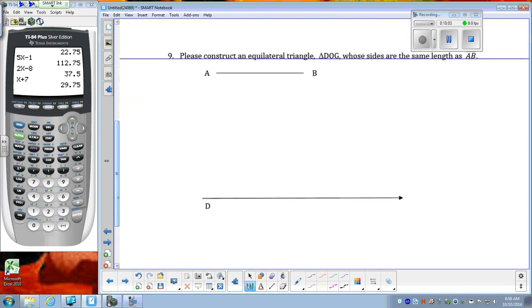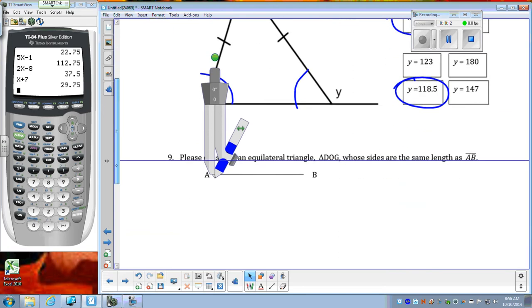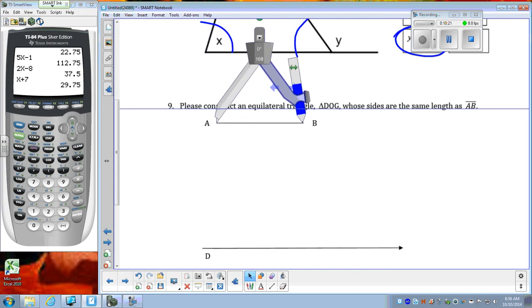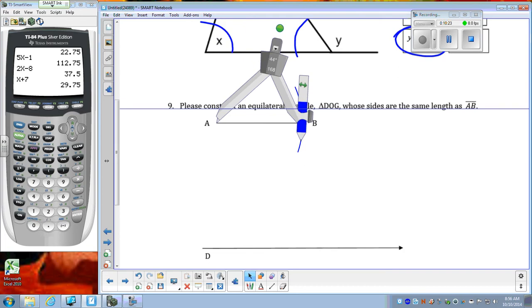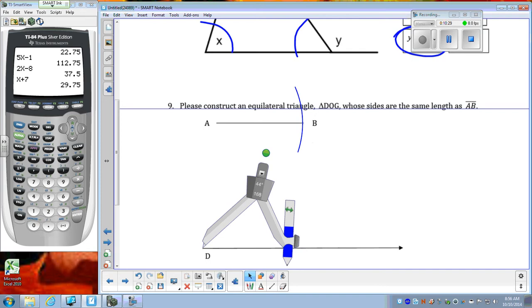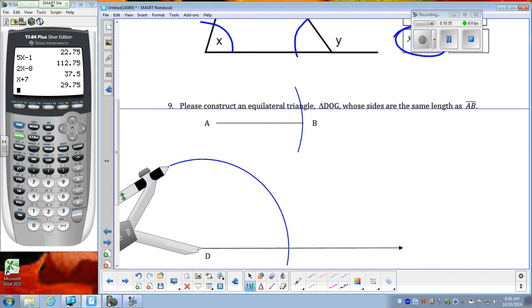Number 9, I need to construct an equilateral triangle. So what I want to do first is I get my compass. I put my compass point on A, pencil point on B, and draw an arc. I'm going to move this down to point D so I can copy this line segment. D, and then draw an arc. Now, point O is where my arc intersects my original line. So here's O.